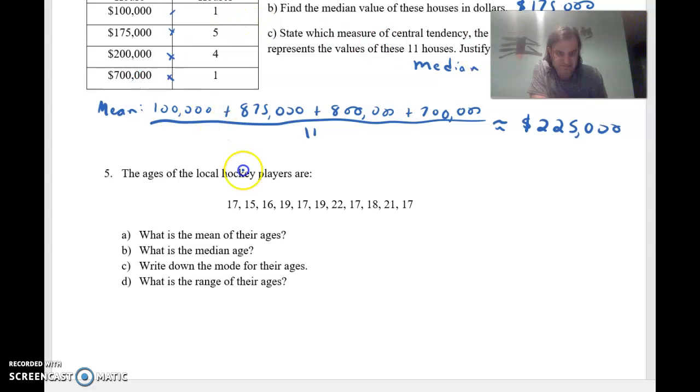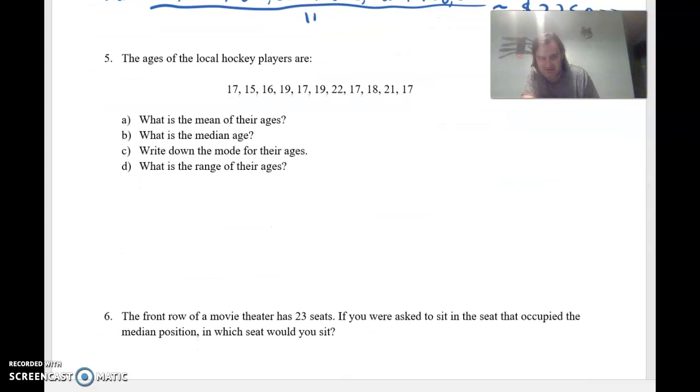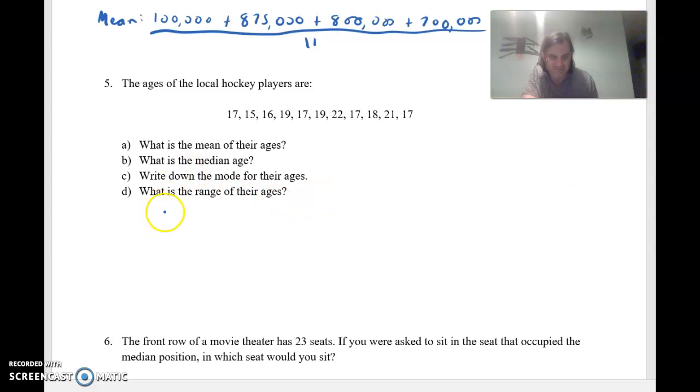Alright, the ages of the local hockey players are 17, 15, 16, 19, 17, 19, 22, 17, 18, 21, 17. What is the mean of their ages? So let's see. How many are there? 1, 2, 3, 4, 5, 6, 7, 8, 9, 10, 11. Since we got a couple things to do here, I'm going to go ahead and write them down in order. So let's see here. 15, 16, then looks like 17, 17, 17, 17. 4 17s.